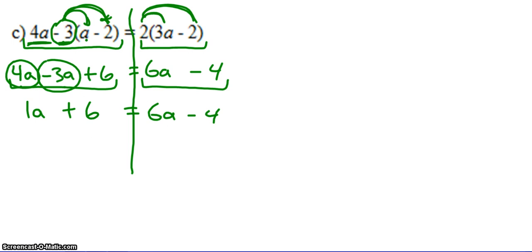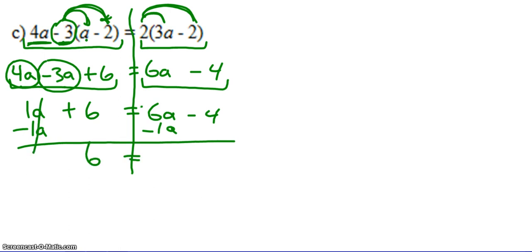Notice that there's nothing more that you could do on the left side. We can't combine any like terms. Over here, we cannot combine any like terms. So these two sides are completely simplified. Now we just solve them. Remember, we cannot have a letter on both sides, so I'm going to eliminate one of my variables. So these would go away. I would bring my 6 down. 6a take away 1a would be 5a. Bring down my negative 4.